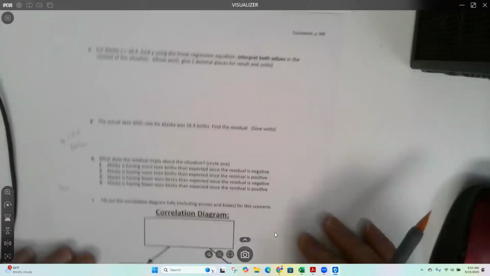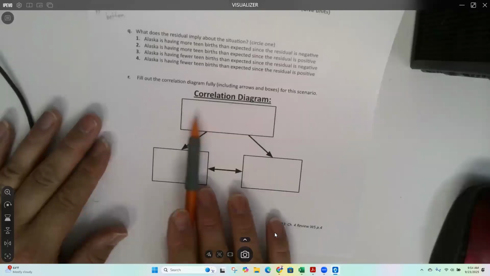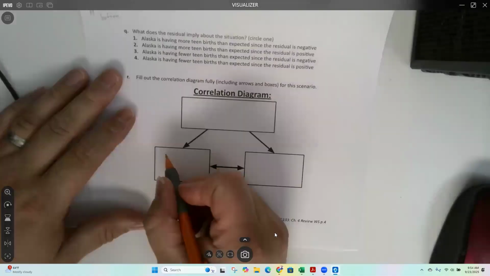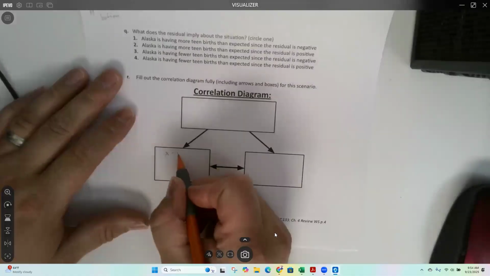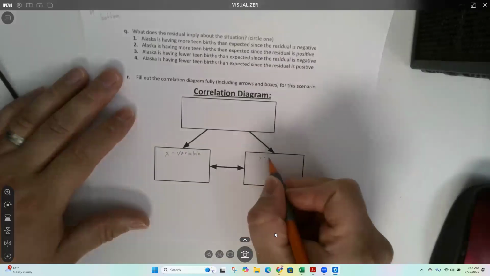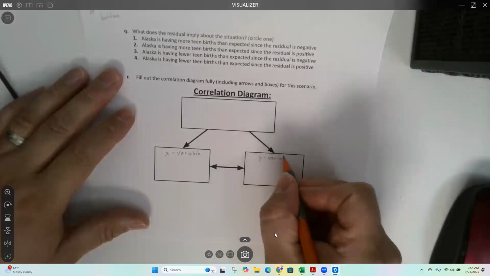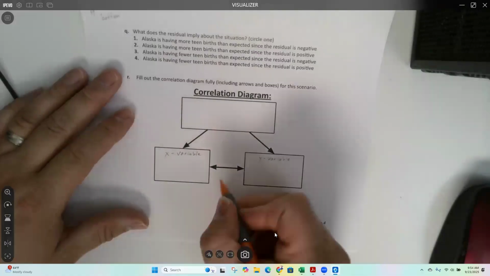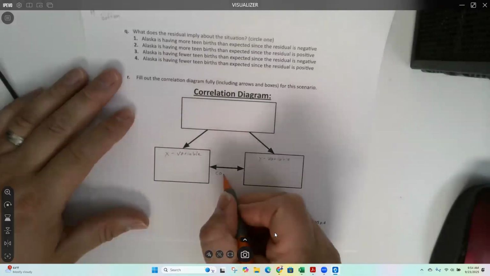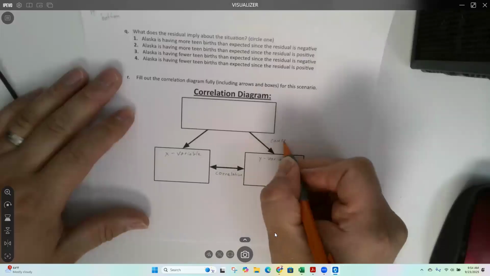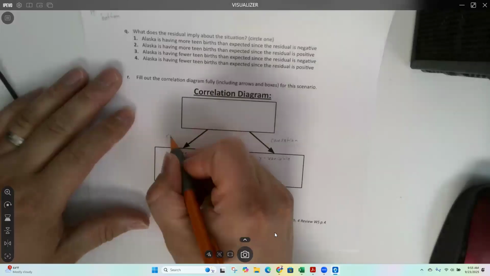All right. The last one down here, fill out the correlation diagram. So here we're going to have our x variable, which is our independent variable. You're going to have your y variable. You're going to write what that is here. And then you're going to label each of these arrows. So this one is correlation, causation. This one is also causation.